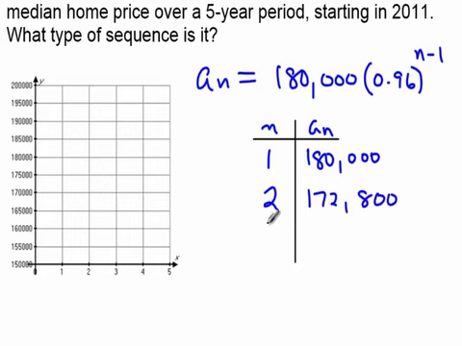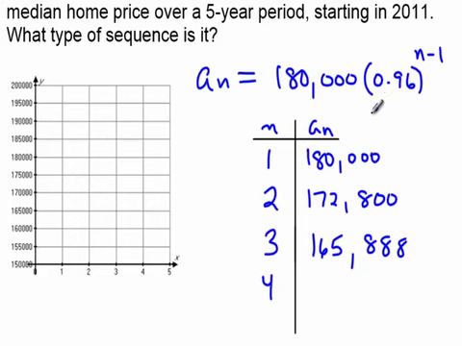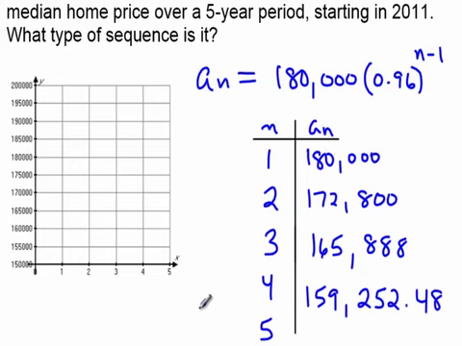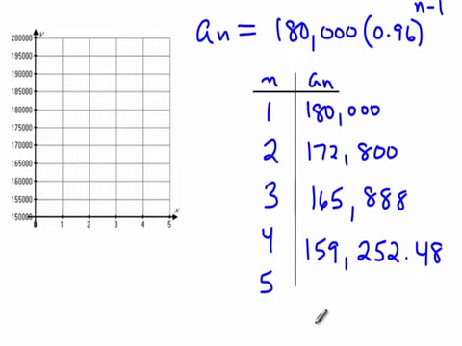We'll substitute 3 in to the sequence. That gives us 165,888. Let n be 4. Substitute 4, so 180,000 times 0.96 cubed gives us 159,252.48. And finally n equals 5 gives us 152,882.38. So there's our numerical representation of the sequence.